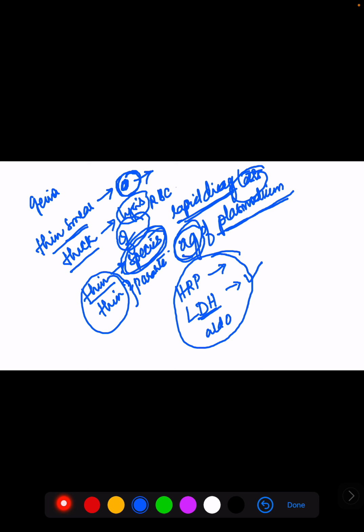So HRP2, that is histidine rich protein 2 antigen, for Plasmodium falciparum, LDH for detection of all the species, and aldolase antigen, this is also for detection of all the species. And coming to the treatment of malaria.